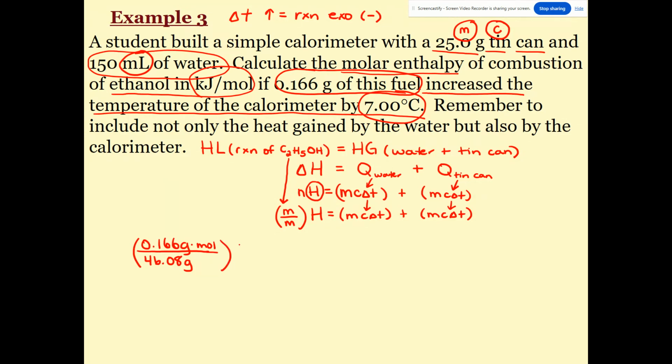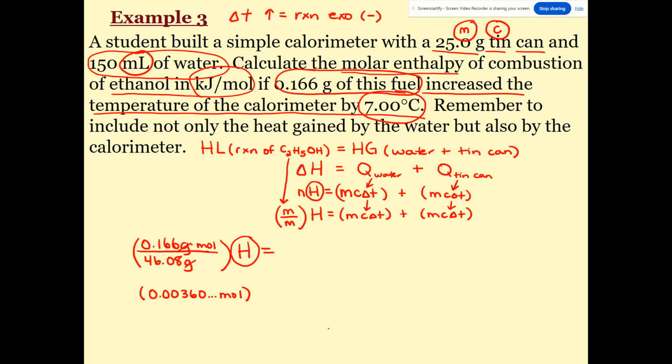And then I'm going to be multiplying that by H, which is actually what I'm going to be solving for. So we're going to have to rearrange that in a second. My grams cancel, and I'll be left with moles in that calculation. Okay, let's actually solve for that. I keep changing my mind. So 0.166 divided by 46.08. When I do that calculation, I get a number of 0.00360. Now this is why I usually do it in one step, because it's a big long number.